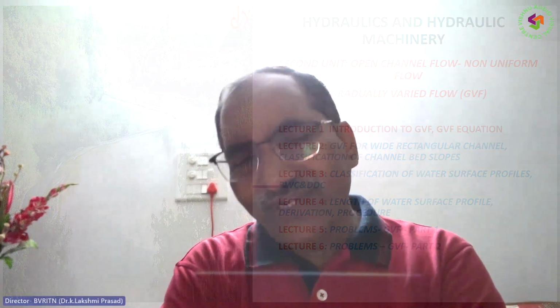Now, what is this dy by dx? Dy by dx is the water surface slope with respect to channel bottom. Right. What is S naught? It is the bed slope of the channel. That is measured with respect to what? Horizontal. What is SW? Again, water surface slope measured with respect to horizontal. Next, what is SF? Energy line slope measured with respect to horizontal.